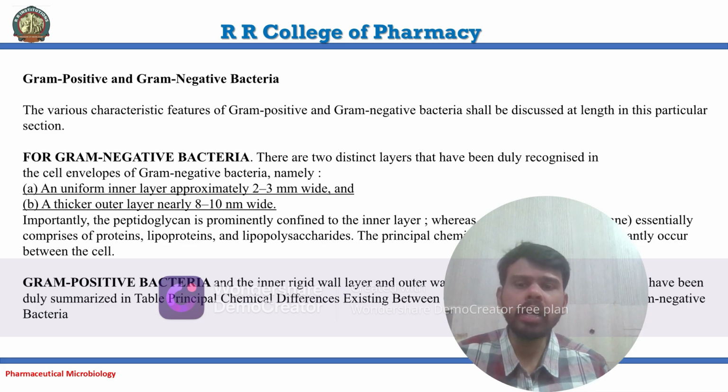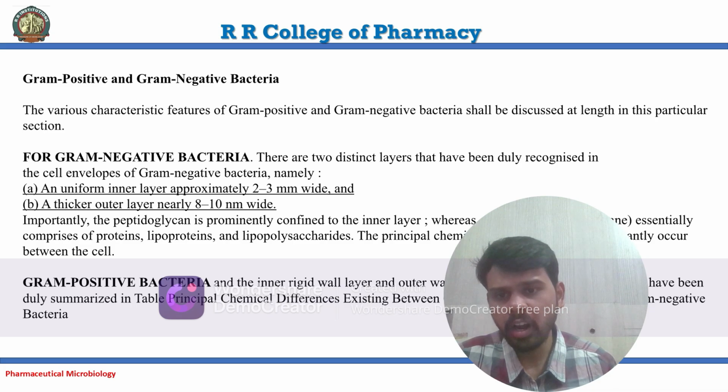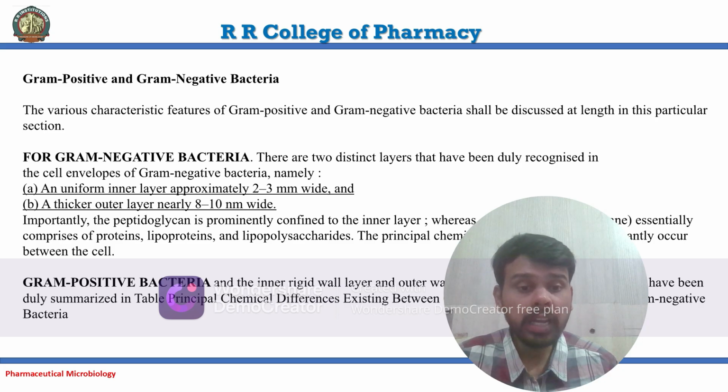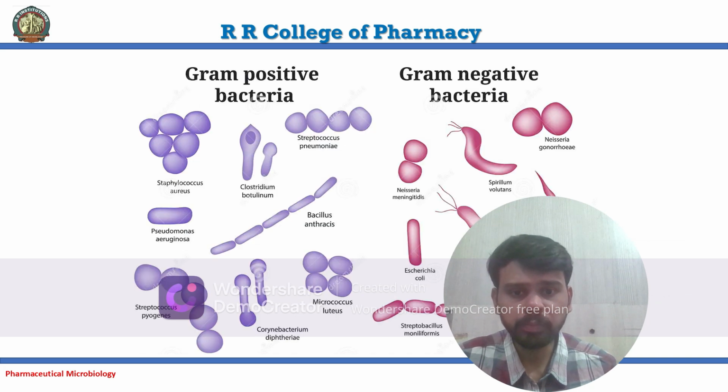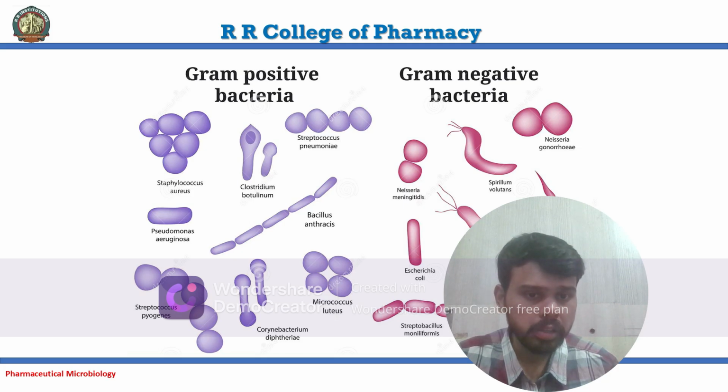Clear? And as you can see, students, in the gram negative bacteria you have a uniform inner cell wall that is 2 to 3 nanometers wide, and an outer layer that is 8 to 10 nanometers wide. In the gram positive there is an inner rigid cell wall that has the teichoic acid. Already I have explained in the table, and you can see examples of gram positive and gram negative bacteria. In the gram positive it is Staphylococcus aureus, Streptococcus genus, and in the gram negative Neisseria gonorrhoeae, Neisseria meningitidis, and E. coli.